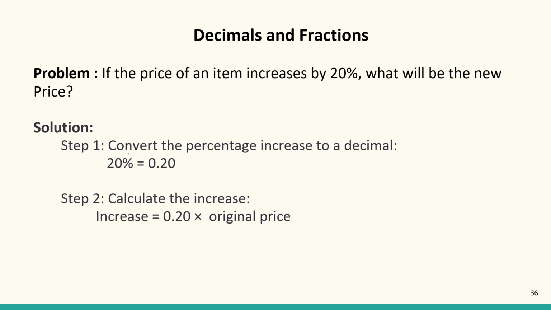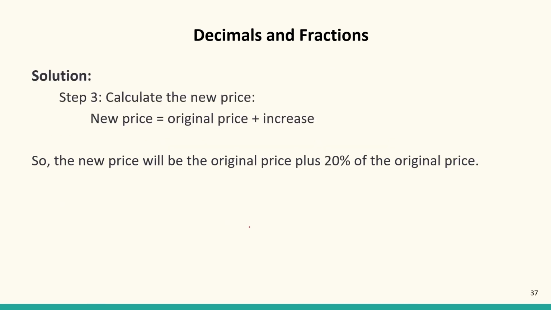First, we need to convert the percentage increase to a decimal, that is 0.20. Then calculate the increase. So the increase is equal to 0.20 into the original price. That's how we can find the new increased price. So the new price is equal to the original price plus the increase.